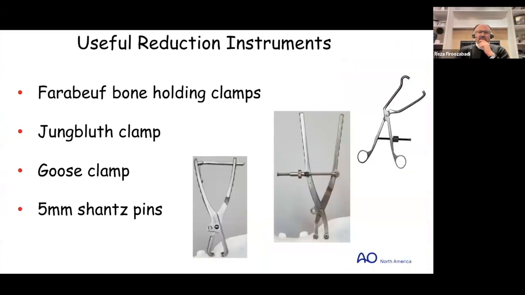Okay, so let's jump into reduction instruments for the SI joint. I think these are the workhorse instruments: the Farabeuf bone holding clamps, the Jungbluth clamp I find extremely helpful, and I also think the Goose clamp is really helpful. I like having 5mm Schanz pins as joysticks to control the hemipelvis. So one 5mm Schanz pin down the gluteus medius pillar, another 5mm Schanz pin in the anterior inferior iliac spine, hooking up chucks to those, and then using those to manipulate the hemipelvis to get it to where I want to place it.